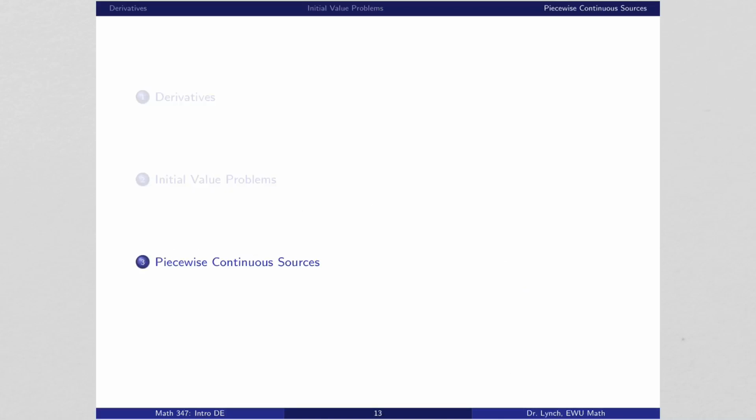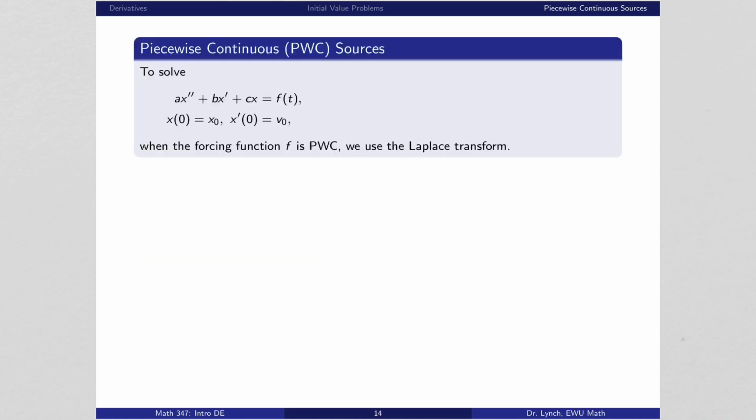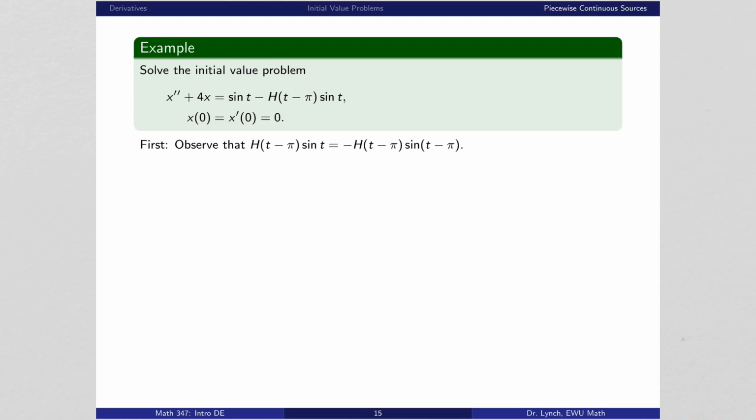Okay, finally, a couple examples where we see the power of the Laplace transform to deal with piecewise continuous sources. Again, back to our general form here, we're really interested in cases where this function f of t is piecewise continuous. Okay, so the Laplace transform ends up being pretty powerful in this case. Okay, so here's the first example.